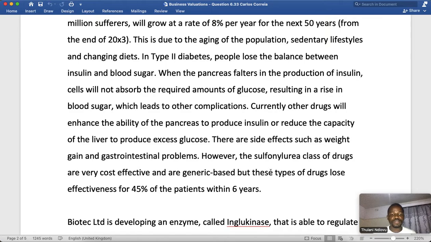However, the sulfonylurea class of drugs are very cost-effective and are generic-based, but these types of drugs lose effectiveness for 45% of the patients within 6 years.